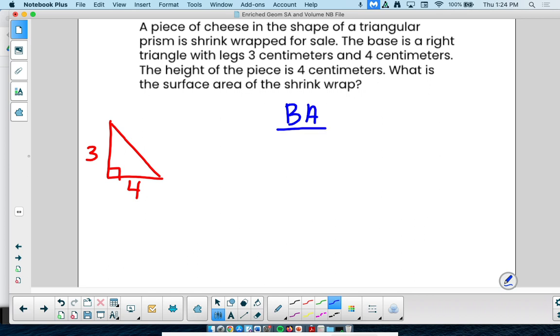How do you find the area of a triangle? Base times side divided by... Yep, and Julia's saying 4 times 3 divided by 2. 6. I forgot. I'm sorry. I'll remember next week. How many bases do we have? 2. So we got to multiply this by 2.